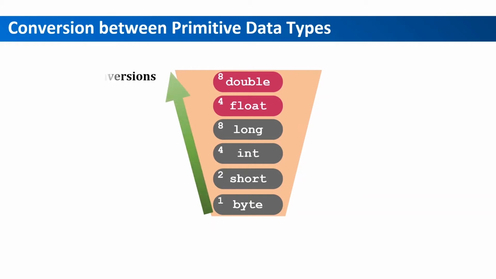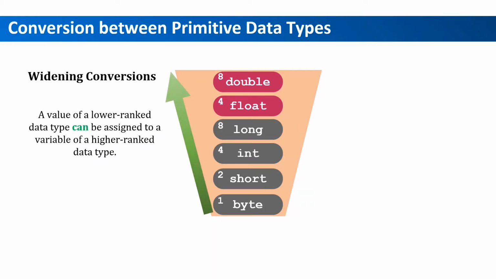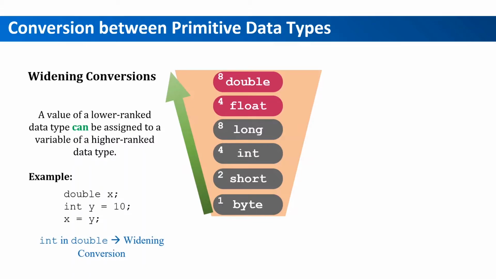If you try to store a low-ranking data type in a higher-ranking data type, Java will not complain, and what it will do is automatically upgrade the low-ranking data type to the high-ranking data type. This is called the widening conversion because you try to put a small data type in a bigger data type. For example, if we have a double x and int y, storing y in x is okay. Java will automatically upgrade y temporarily to get 10.0 to be stored in x.